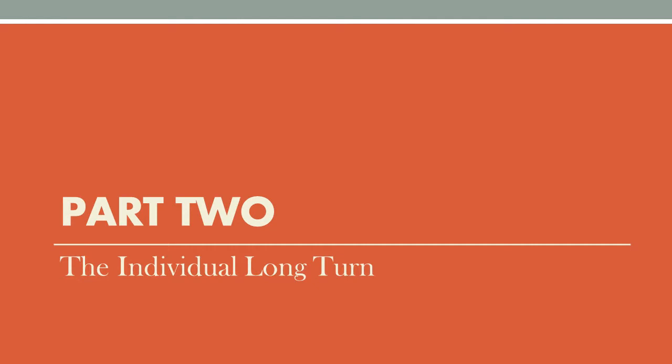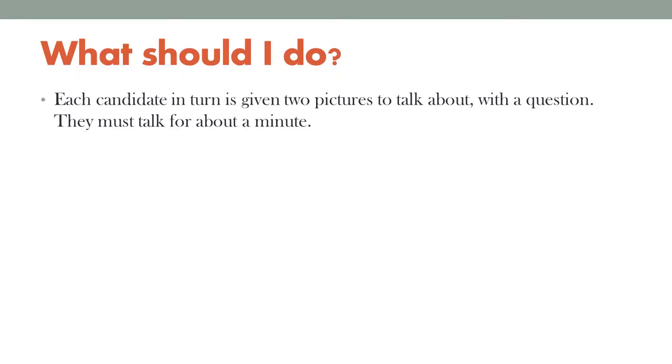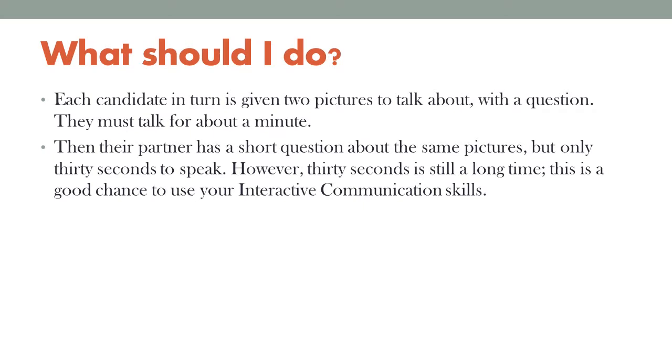Okay, part 2, the individual long turn. Here you have 2 pictures to talk about with a question connected to them. You have to talk for about a minute. Then your partner has a short question about the same pictures, but now only has 30 seconds to speak. But 30 seconds is a long time.